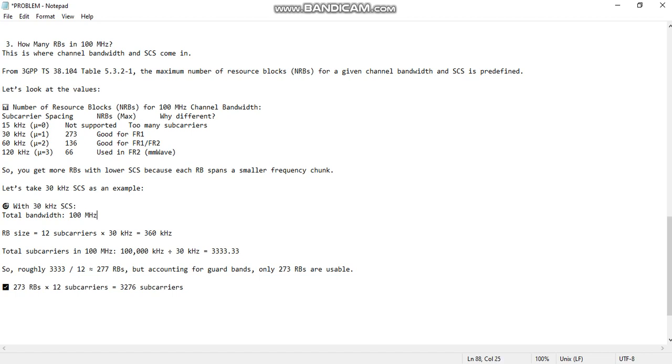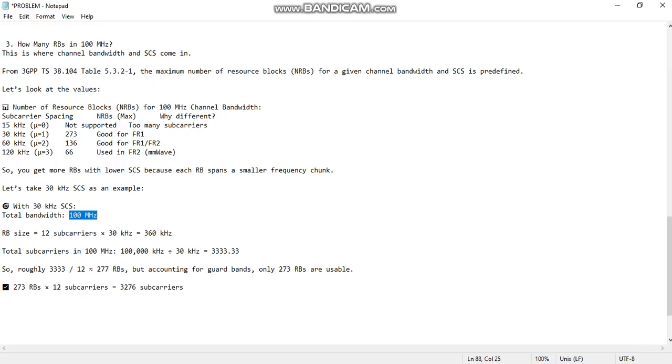So the 100 megahertz we have to divide in terms of resource blocks. How do I find the resource block size? I already have a subcarrier spacing of 30 kilohertz, and we have 12 subcarriers, so 12 into 30 is 360 kilohertz. We have a resource block size of 360 kilohertz. This is our resource block. With the help of this resource block size, we need to divide this 100 megahertz total channel bandwidth in terms of number of resource blocks.